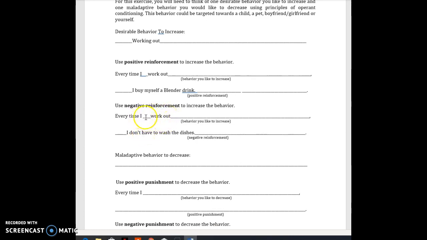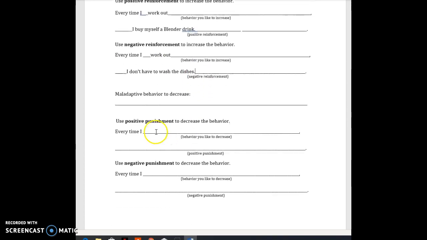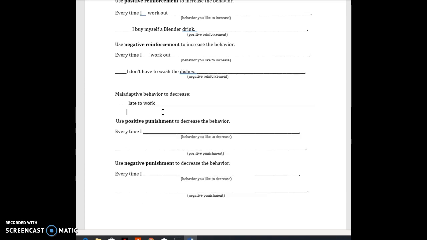So you can say every time I'm on time for class, I don't have to do the homework that night. I wouldn't recommend that, but that could be a negative reinforcement. Then you want to think about a behavior that you'd like to decrease. So let's say I'm late to work. I want to decrease my chances of being late to work. That's a behavior I want to decrease.